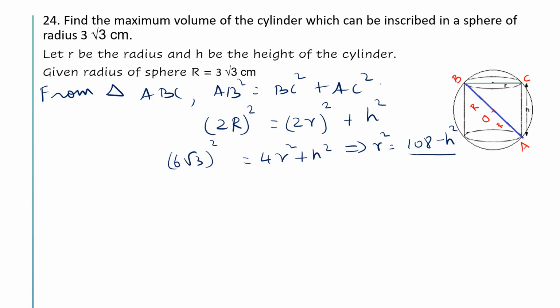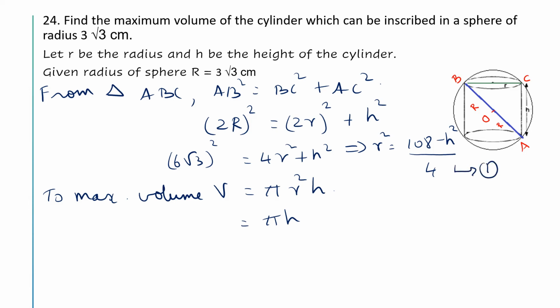So we have to maximize the volume of the cylinder. So to maximize volume V, the volume of the cylinder is given by pi r square h. So this is equal to pi h into r square, which is 108 minus h square divided by 4, from equation 1. So let me continue here.